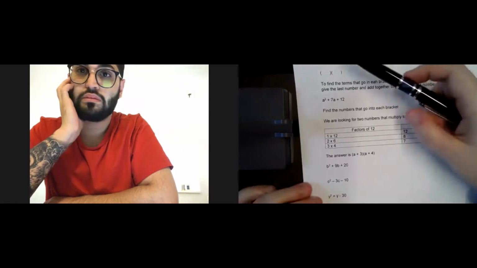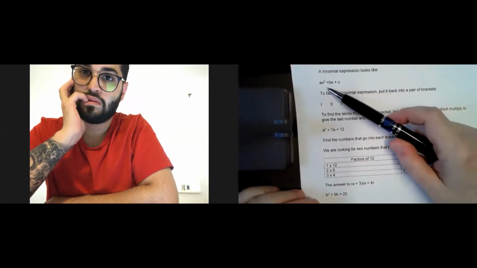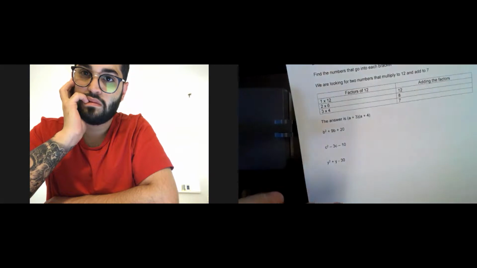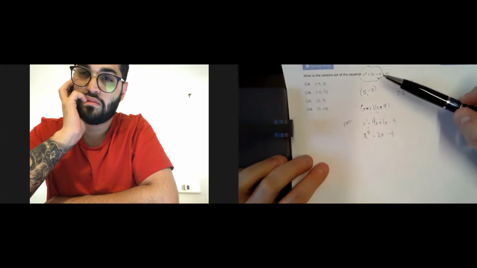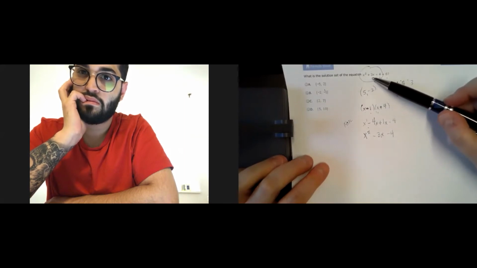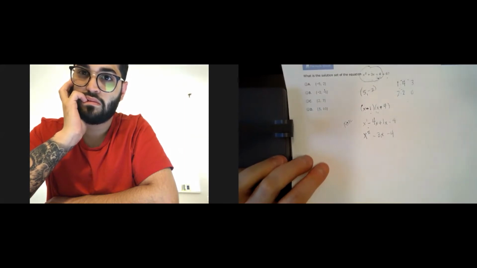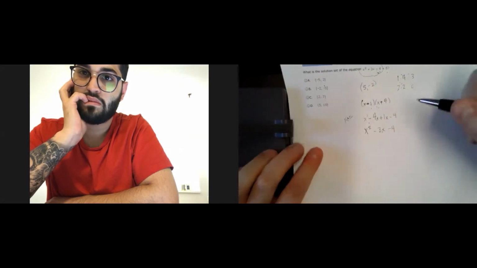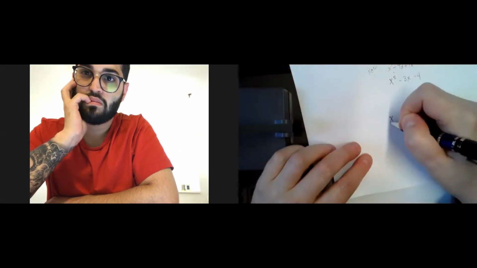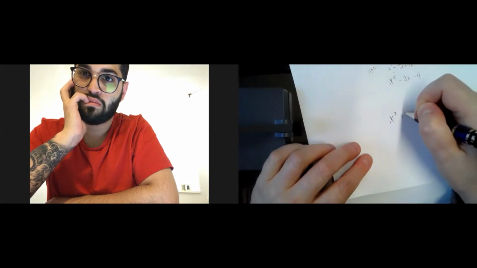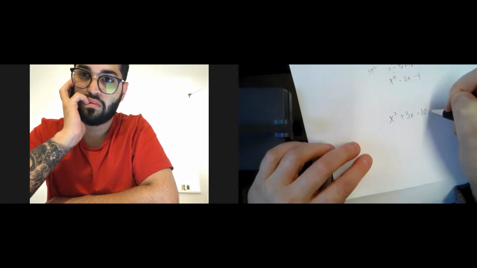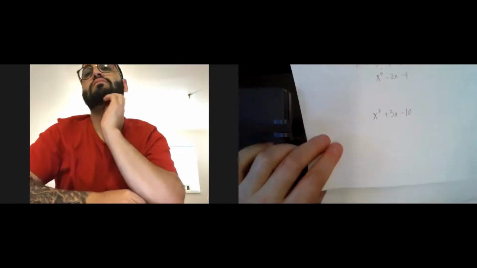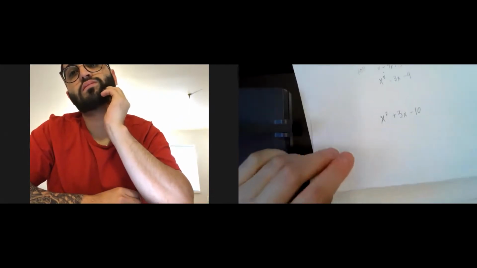And then this one is the same thing, but with 3, which is exactly what this one is, because once you get rid of that 6, you've got x squared plus 3x minus 10. So x squared plus 3x minus 10. And that is easier to deal with.